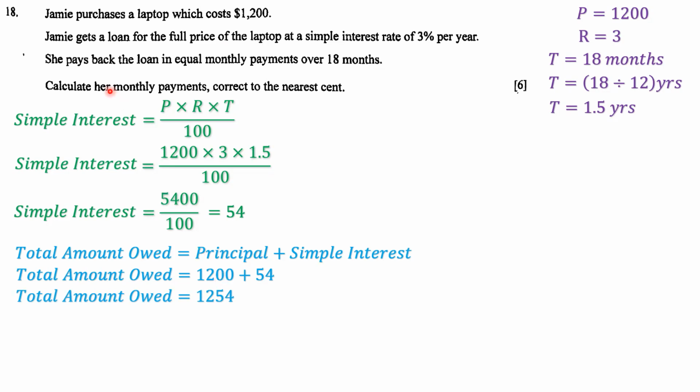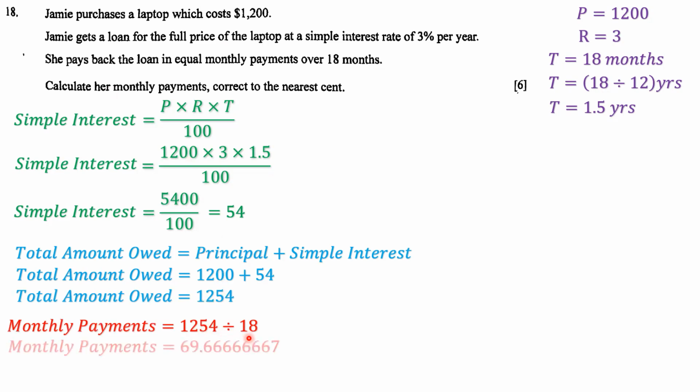Now, she has to pay every month. And so what is her monthly payment? She has to pay $1,254 over the course of 18 months. And so we're going to take 1,254 and divide it by 18, and that's going to give us 69.666667. But we want it to the nearest cent. So we're going to take this 6. We know 6 is greater than 5, so we're going to round up. So it's going to be 69.67. And that's going to be our monthly payment. And if she pays that every month, she'll definitely pay this amount over the span of 18 months.